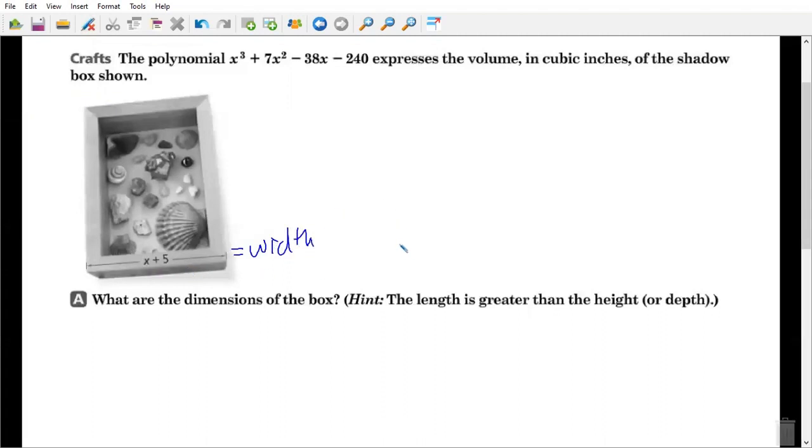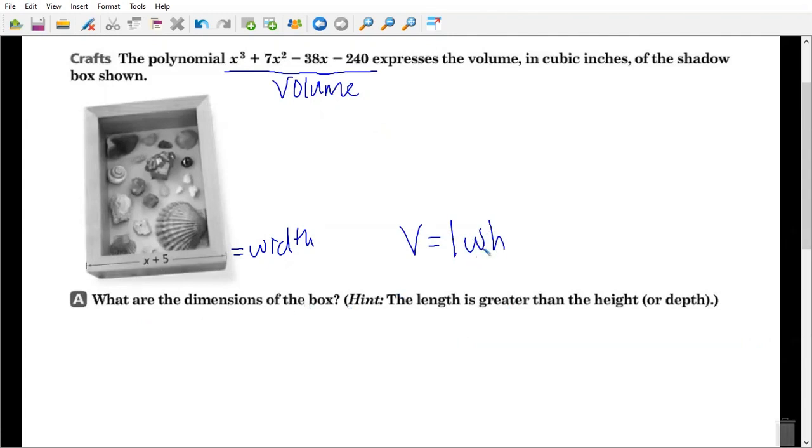Like any other word problem, you want to make sure you identify any variables you need, any given information. So we know our width is x plus 5. We know what our volume is. We know the equation for volume of a rectangular prism is length times width times height. It wants to know what are the dimensions of the box.